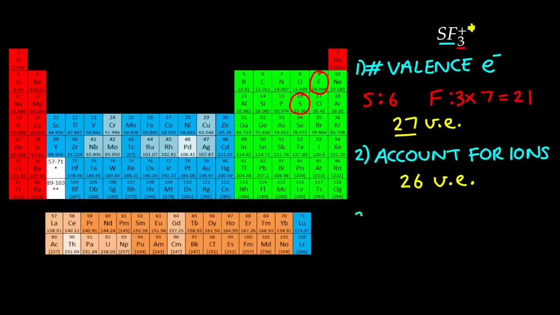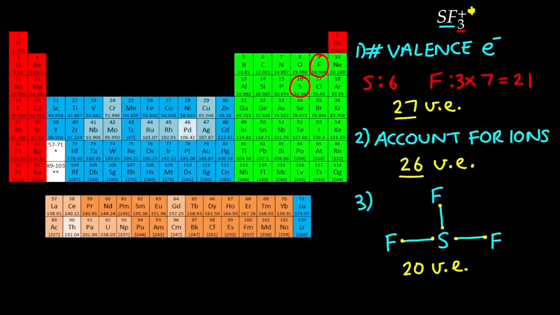And now we sketch a geometry with the least electronegative element in the middle, and attach that to the other elements using single bonds. So in each bond, 2 valence electrons are shared, so we're left with 20 valence electrons.